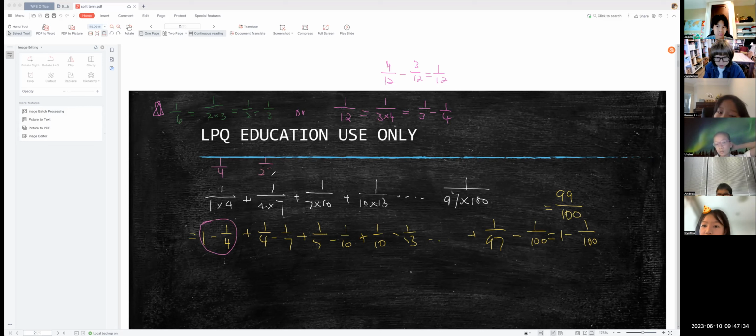Okay, then let's compare with the original and see the difference. Now let's do the last ones. 1 over 10 minus 1 over 13. Cynthia, what does it equal? 3 over 130. 3 over 130. We compare with the original. Okay, the last one. 1 over 97 minus 1 over 100. Andrew.